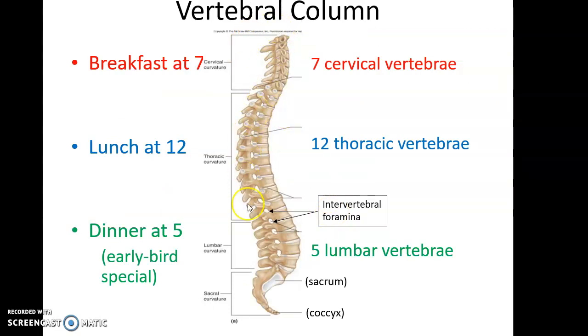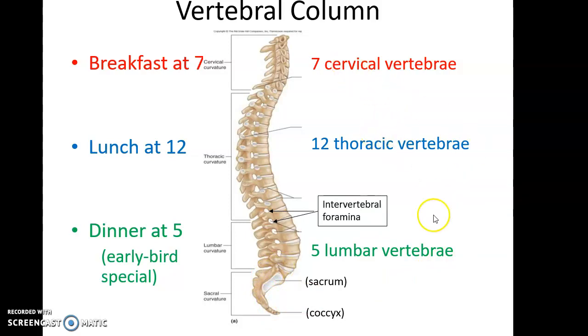Here is the vertebral column. The vertebral column has 7 cervical vertebrae in the neck region, 12 thoracic vertebrae in the thoracic region, 5 lumbar vertebrae in the lumbar or lower back region, the sacrum and the coccyx. So the sacrum and the coccyx are also part of the vertebral column.